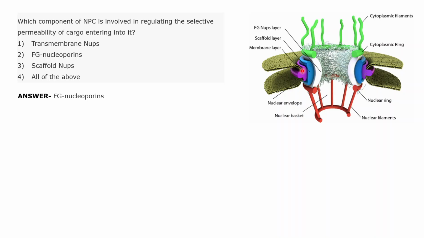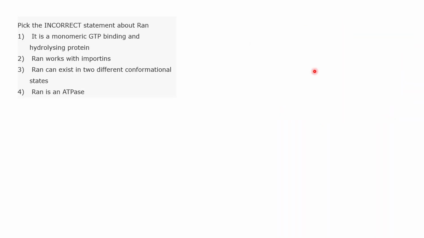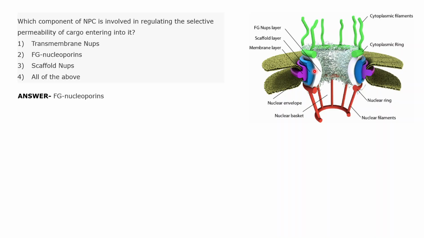The transmembrane porin actually interacts with the nuclear envelope and the nuclear pore complex. The scaffold nuclear porins maintain the structural integrity of the nuclear pore complex. Nothing else, so only FG nuclear porins maintain the selective permeability. So I hope this is clear. Does anyone have any doubt?